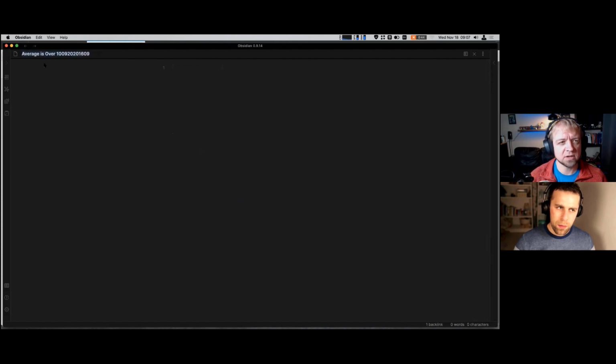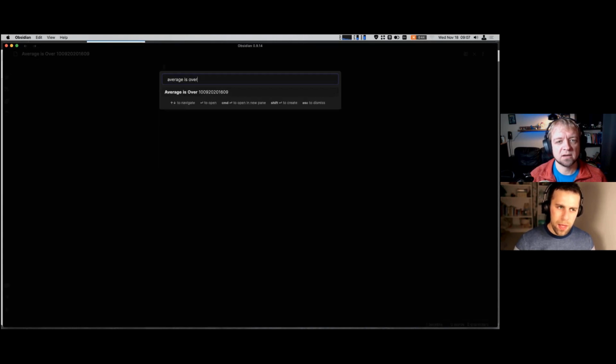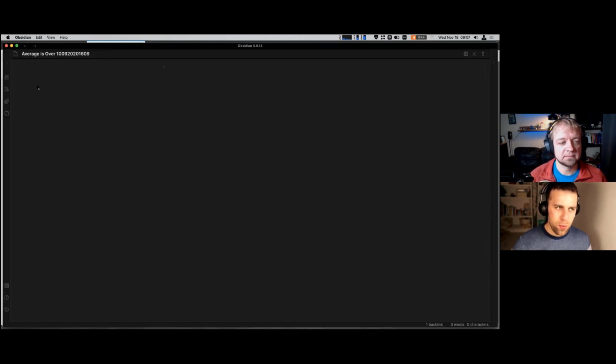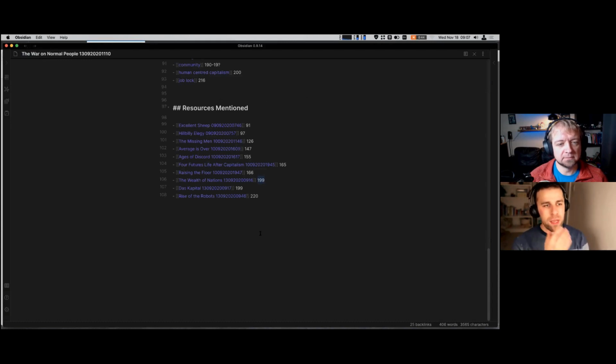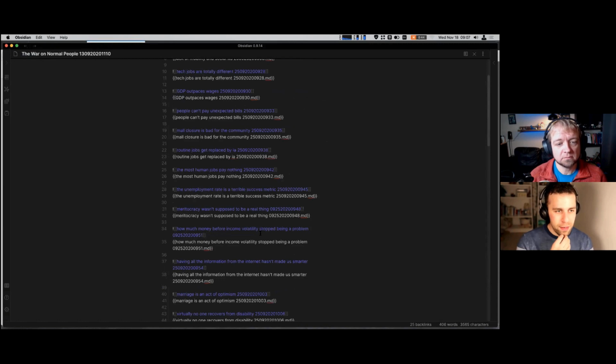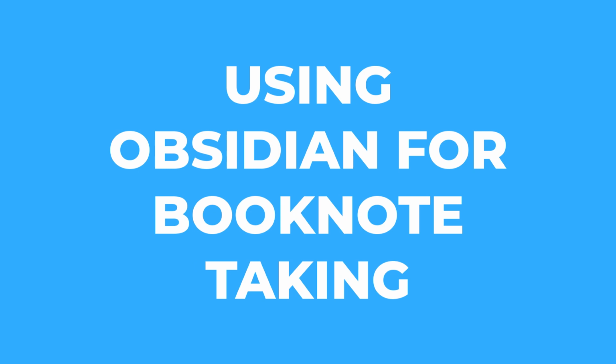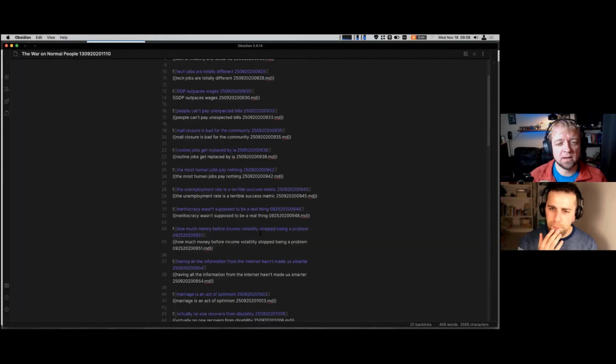Like Averages Over. I've read this one, but I don't have a note on it yet. And how many books do you get through in, say, a month? Because if somebody's looking to use Obsidian for book note taking, do you recommend it if they get through one book a month? I probably get through one nonfiction book a week at least.